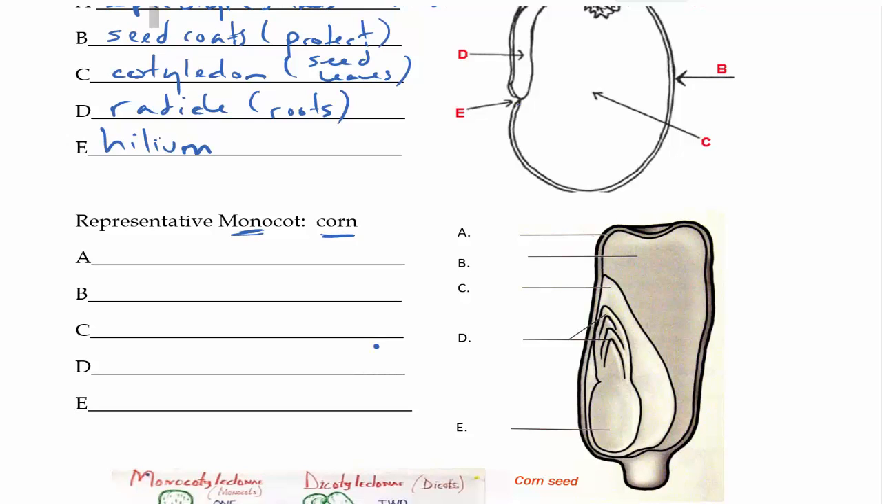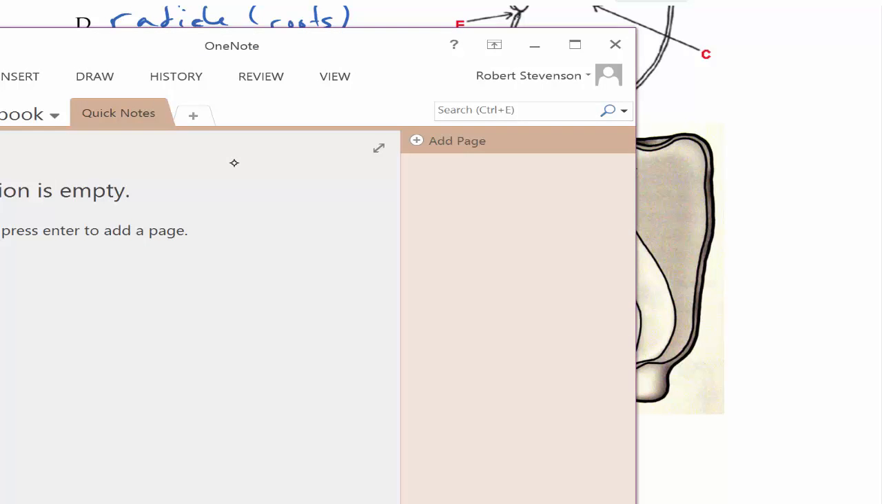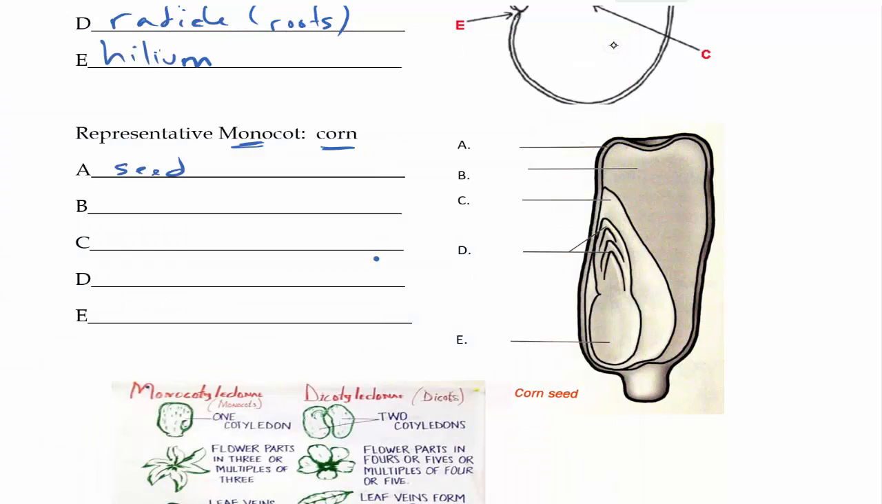So let's compare the bean, the dicot, with the monocot, the corn. A is now the seed coat in the monocot. And again, the seed coat is there for protection.